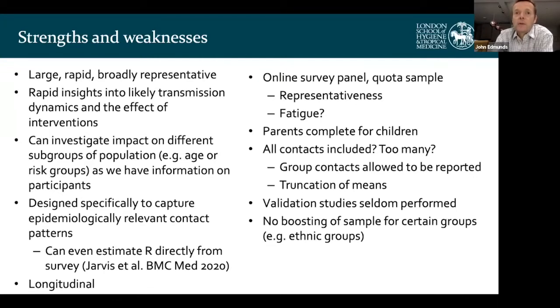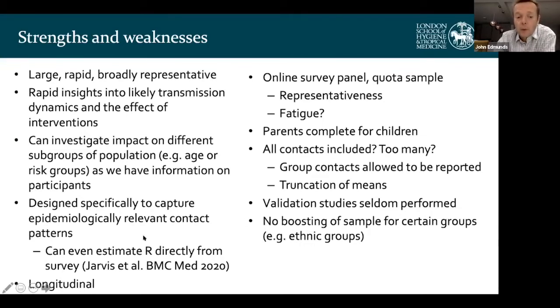And that's different to if you're looking at, say, Google mobility data, for instance. You don't really know who it is that's making those movements. And the other difference is that it's not mobility, it is actually contacts. So it's designed specifically to capture epidemiologically relevant contacts. We're looking for people to record face-to-face conversational type contacts, and you can even directly estimate the reproduction number from these sorts of contacts that we measure.